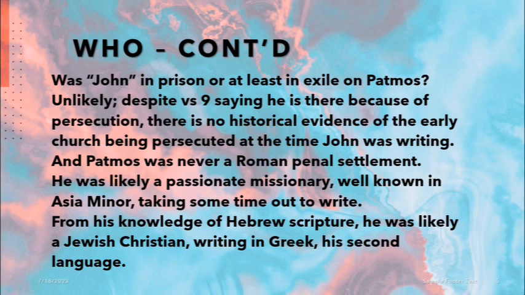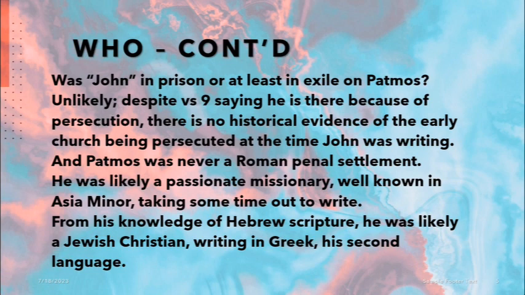So we have to ask, well, who was John? And was John in prison, or at least in exile in Patmos? Well, it's fairly unlikely. Despite verse 4 saying he was there because of persecution, there's actually no historical evidence of the early church being persecuted at the time John was writing. And Patmos was never a Roman penal settlement.